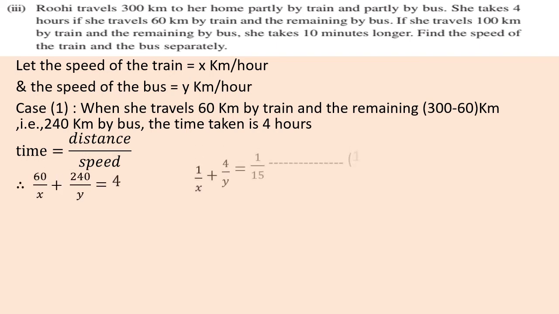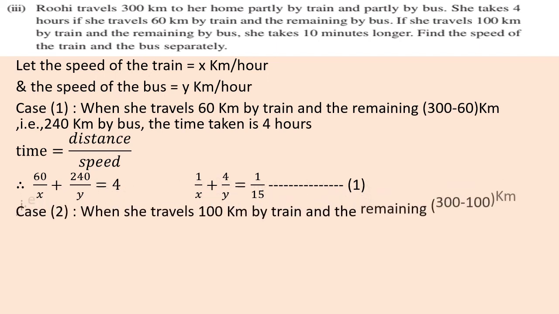And here 60 km travelled by train with a speed of x kilometer per hour. So 60 upon x plus 240 km with a speed of y kilometer per hour she travels by bus. So it is 240 upon y equal to the time taken, which is 4 hours. Now dividing throughout by 60, you are getting the equation as 1 upon x plus 4 upon y equal to 1 upon 15. Number the equation as equation number 1.